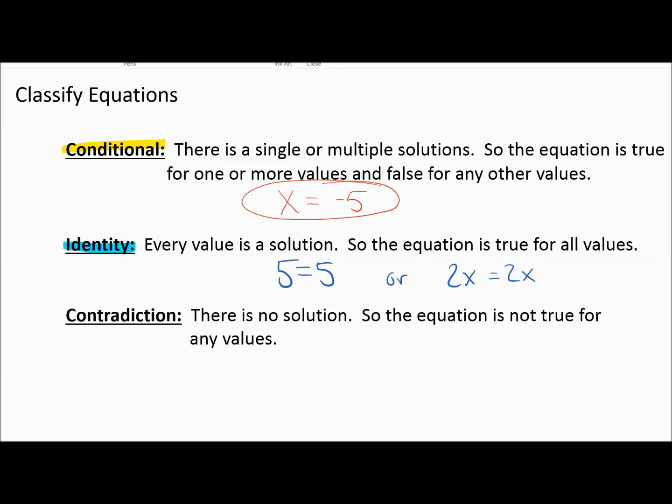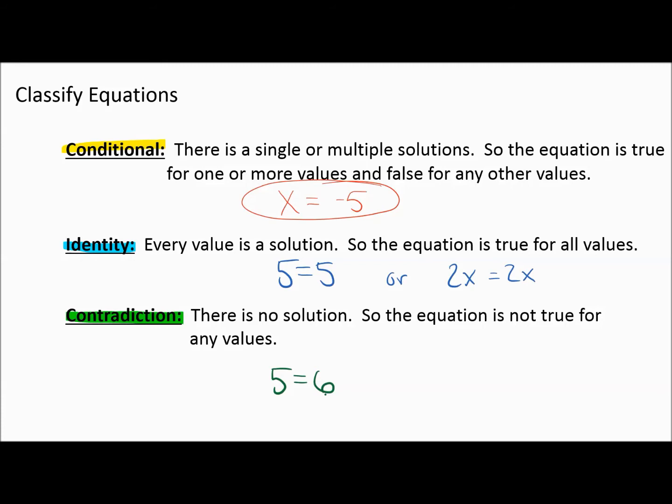And then third, we have this thing called a contradiction. Okay, and for a contradiction, there is no solution. You've been given an equation that cannot be solved because there is no value that makes it true, no value whatsoever. So what does that look like when you solve? Well, let me show you. If you get a statement at the end that says 5 equals 6, that's a contradiction, right? That's not a true statement.